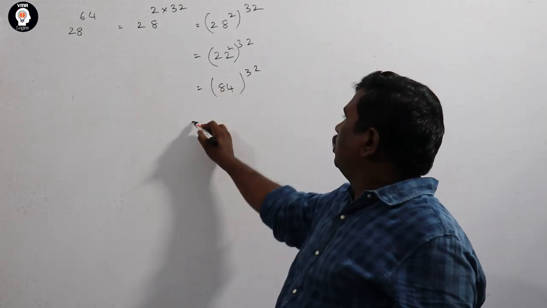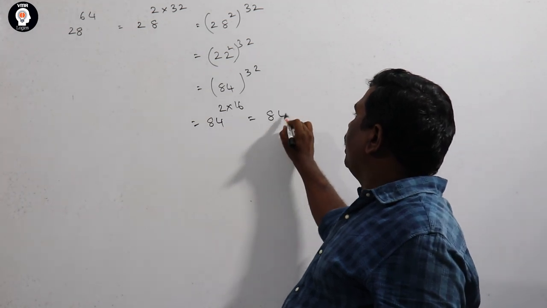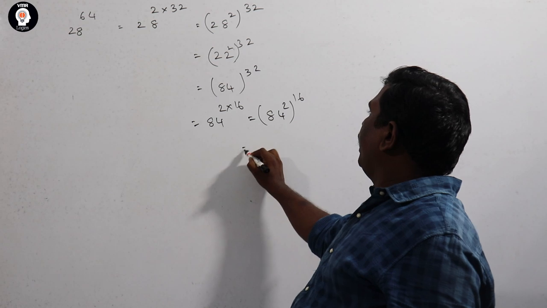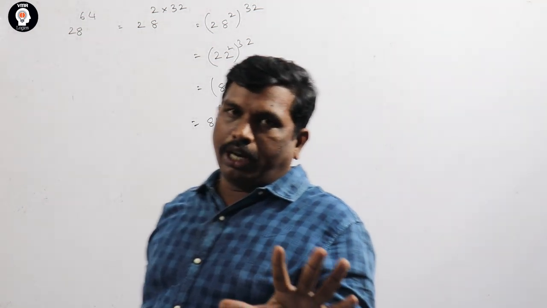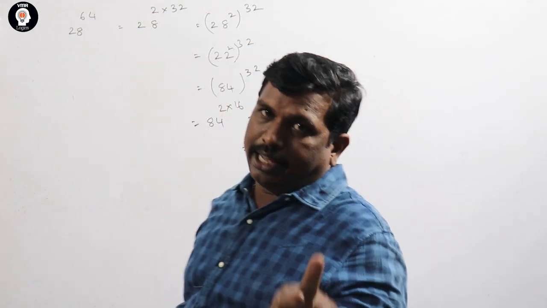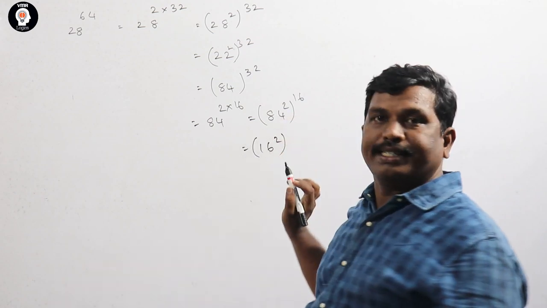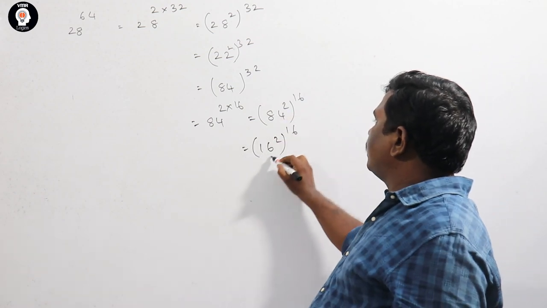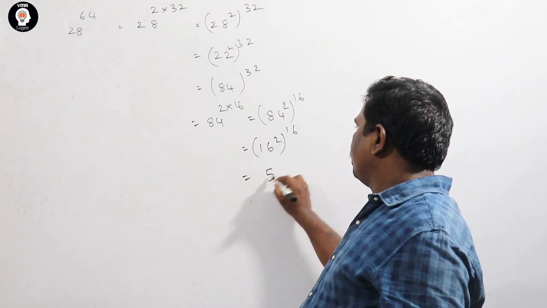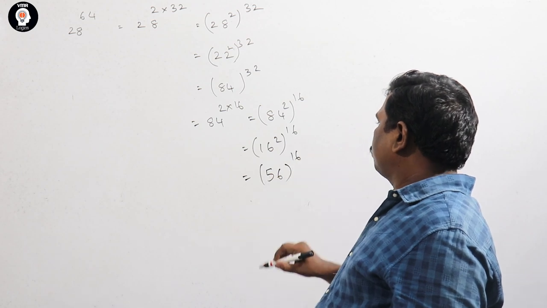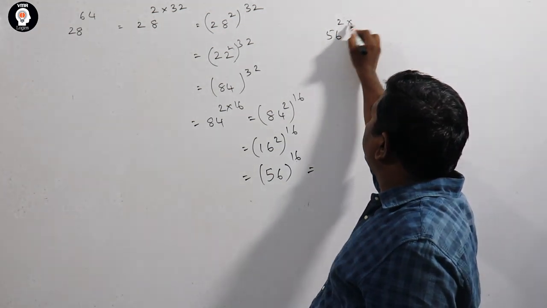Now 32 is there, so I am writing this as 84 power 2 into 16, so 84 square whole power 16. 84 square I don't know; last 2 digits I want, not the complete answer. 100 minus 84 is 16, so 84 square and 16 square have the same last 2 digits. So whole power 16 is there; 16 square is 256. 256 power 16, alright.